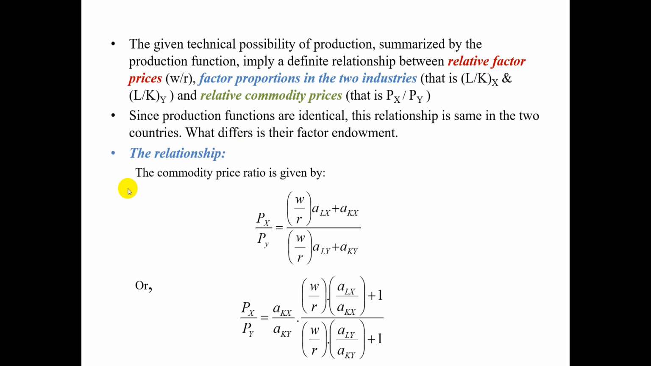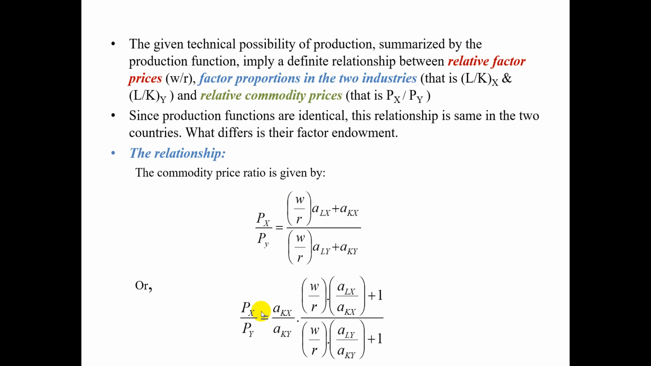We have, as mentioned earlier, the perfect competition assumption in the product market and the factor market. So the prices of the commodities will be equal to the average cost of production. So then Px will be equal to W into ALX plus R into AKX, and Py will be equal to W into ALY plus R into AKY. So we have calculated Px by Py and we have manipulated the numerator and denominator by dividing it by R. This is permissible because R is not equal to 0.